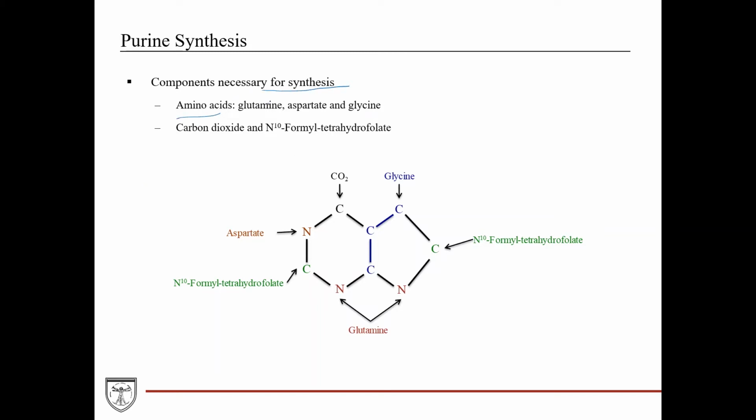So you've got 3 amino acids: glutamine, aspartate, and glycine. And then you also need carbon dioxide and N10-formyl tetrahydrofolate. And this is a nice diagram here because if you remember, the common structure for purines is a 6-membered ring fused with a 5-membered ring. And then you can see all the starting components here and where their structural contributions are. So this is an important figure to know, and you definitely want to commit this to memory.